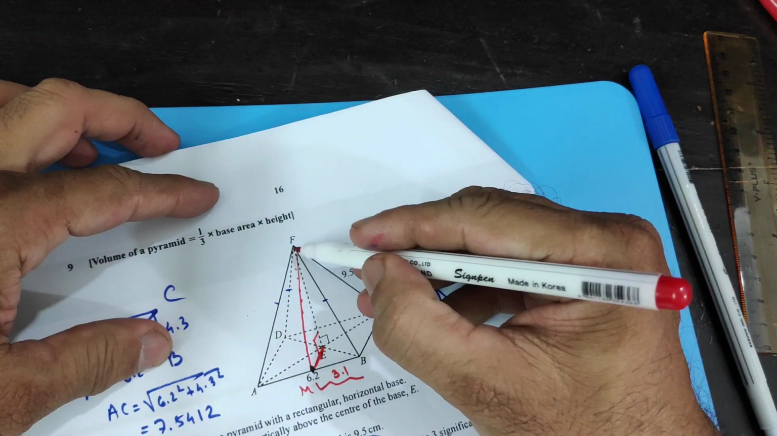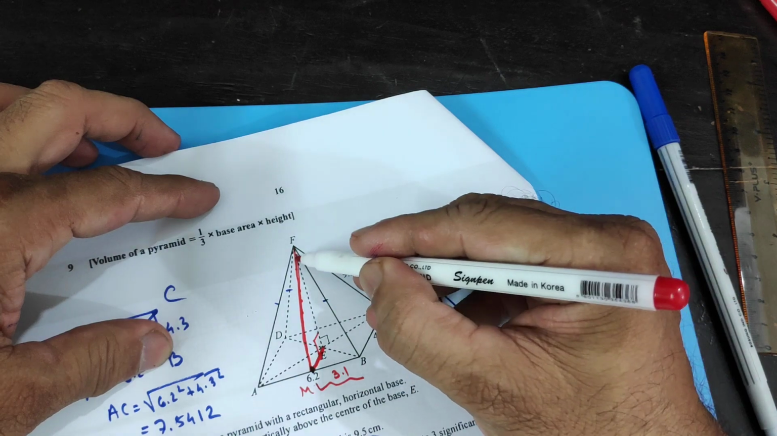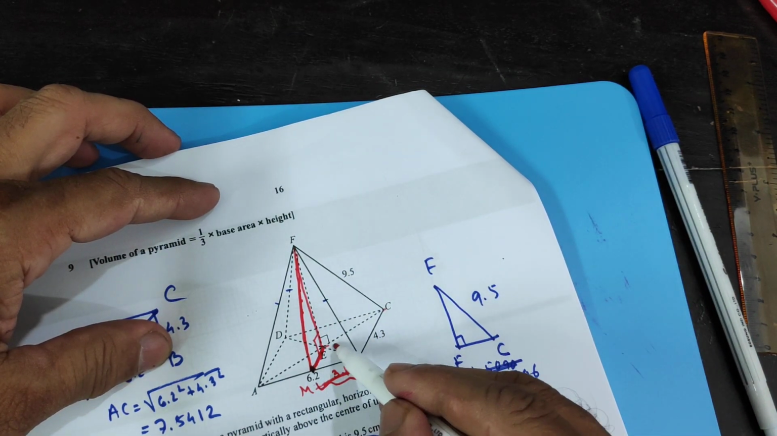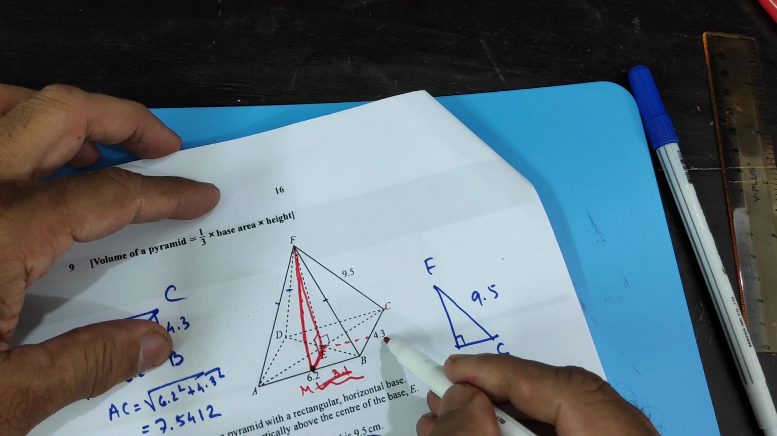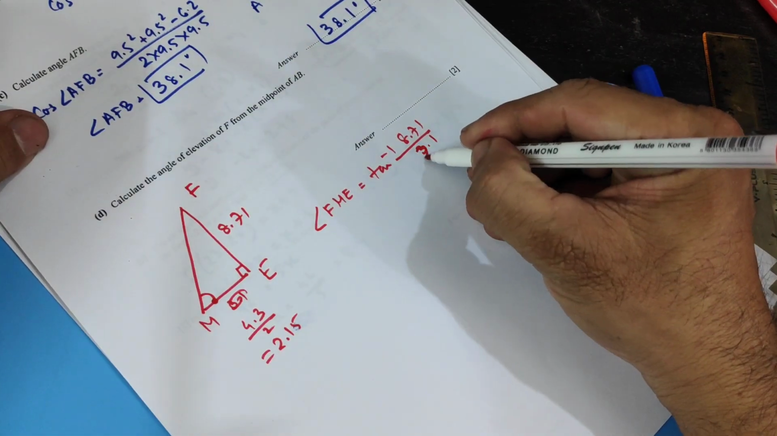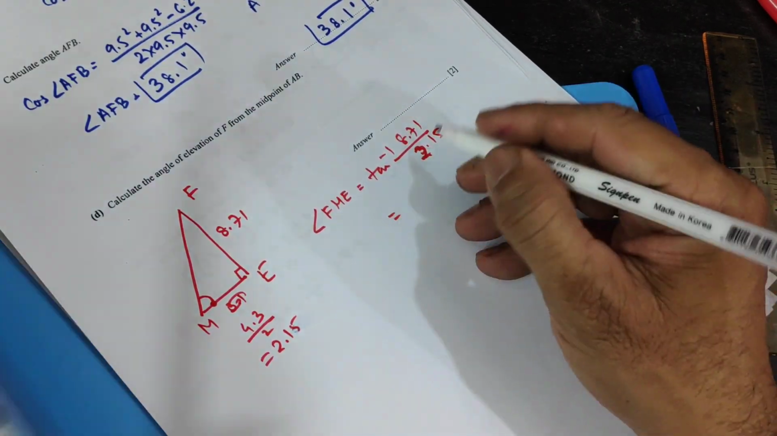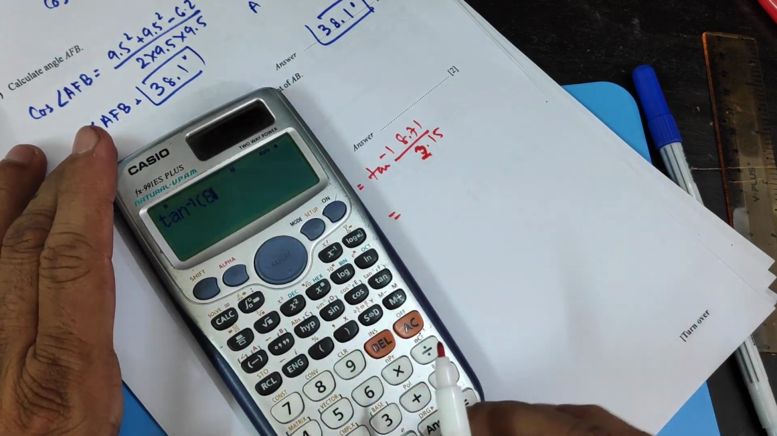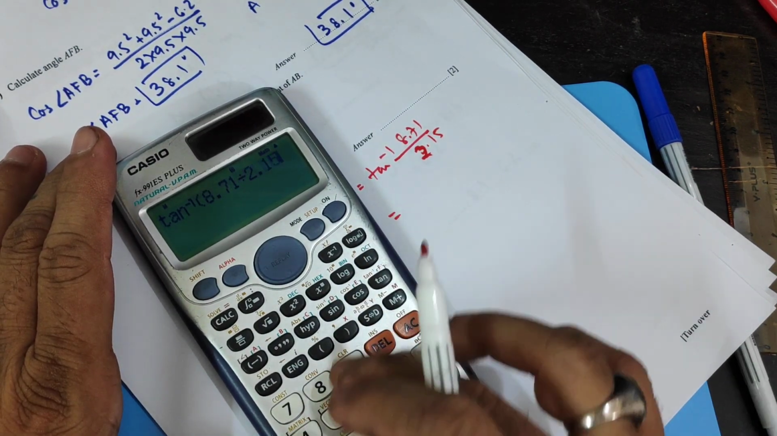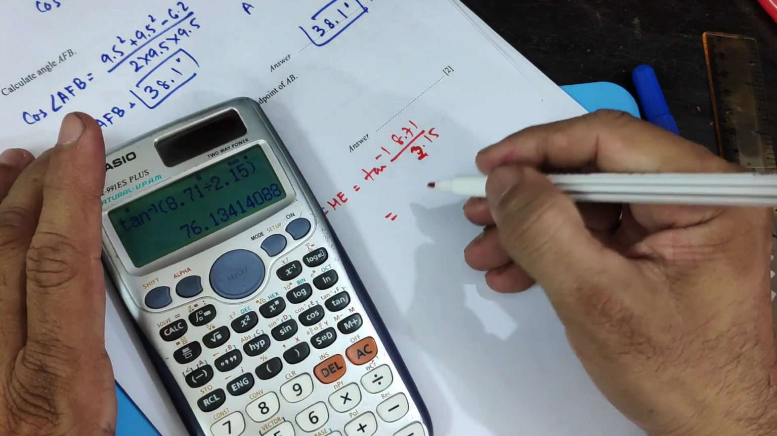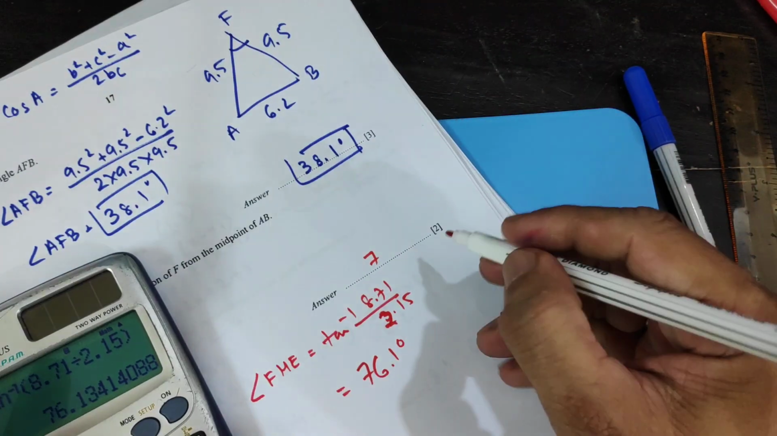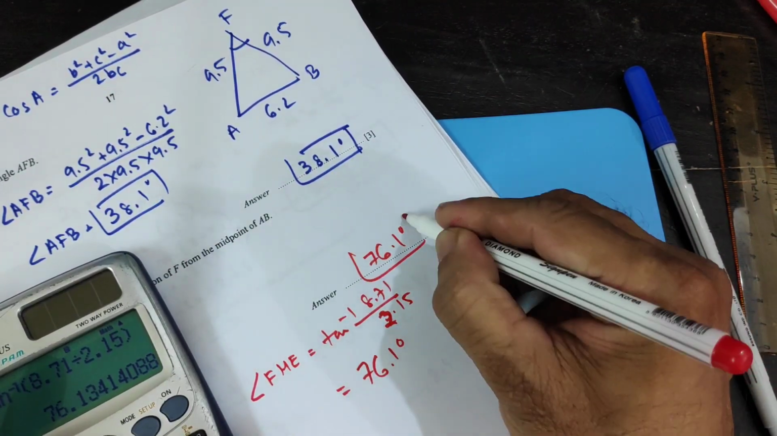See this triangle, we are looking at this triangle. Okay, so not this half, we are looking at this half. So that half is going to be 4.3 divided by 2, that's going to give me 2.15. So that's going to be tan inverse of 8.71 divided by 2.15, and that's 76.1. So this one is 76.1 degrees.